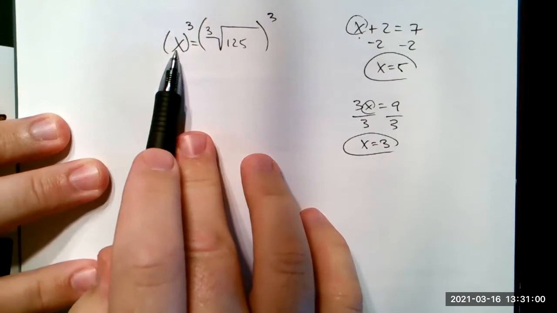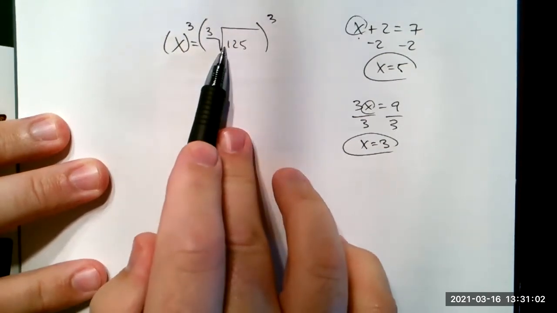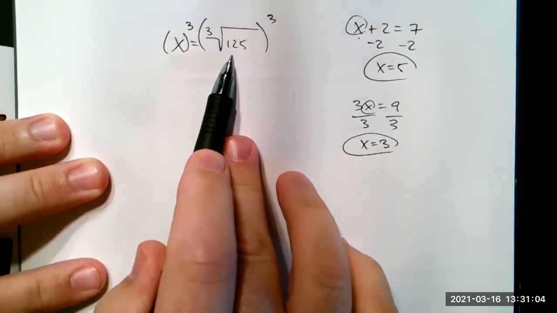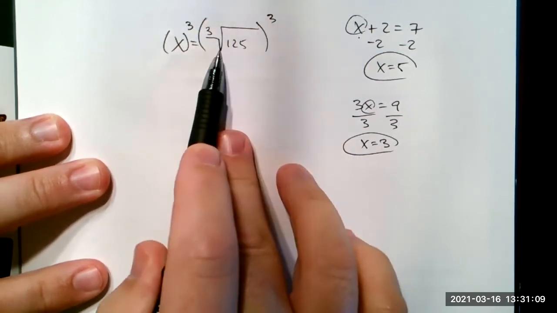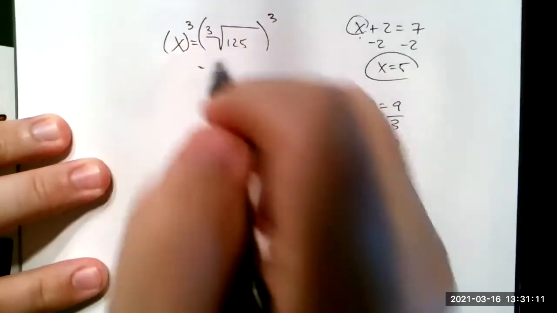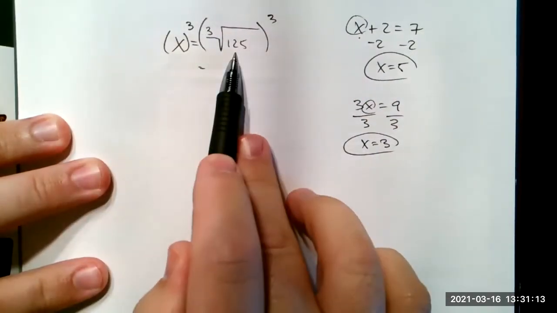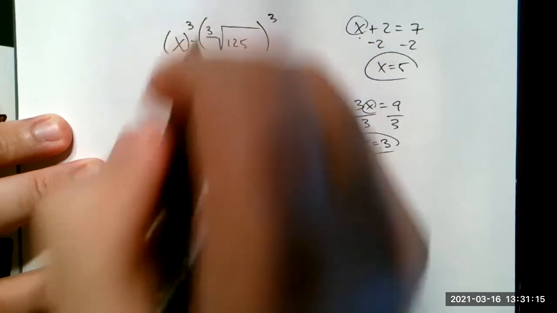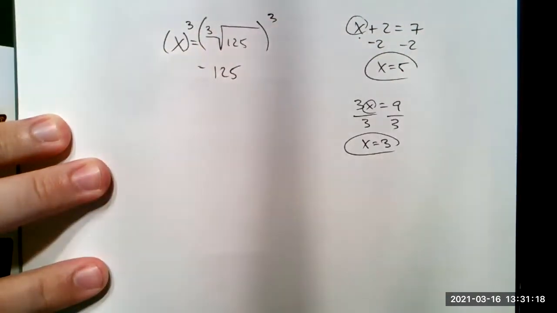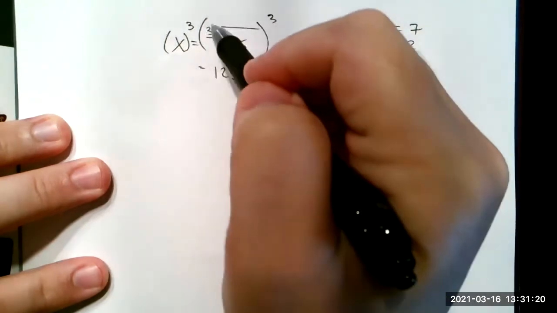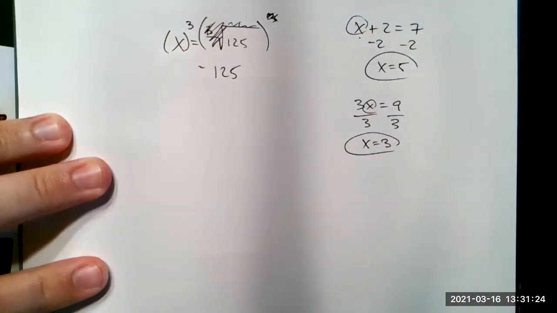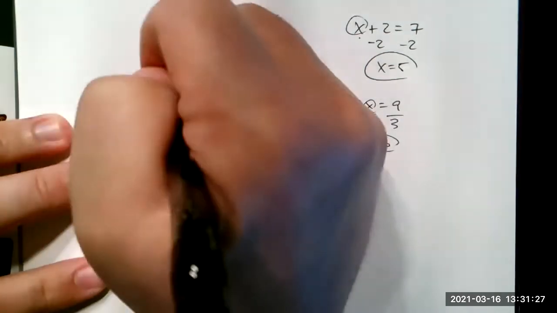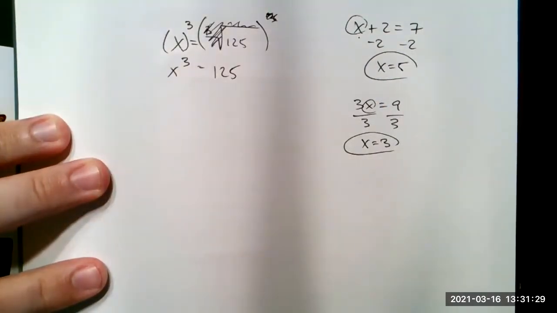Well, what's happening here is I'm taking the cubed root of 125. So essentially what I need to do is the opposite of the cube root, which is to cube it. So if on the right side I have the cubed root of 125 cubed, that's the same thing as 125, because the cubed root and the cube just kind of undo each other. They're opposites. And then on the left, I can write that as x cubed equals 125.